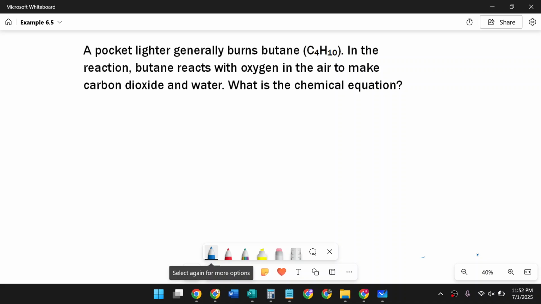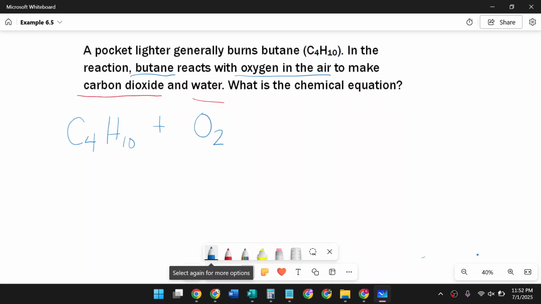This is example 6.5 from Discovering Design with Chemistry. The problem says, a pocket lighter generally burns butane, C4H10. In the reaction, butane reacts with oxygen in the air to make carbon dioxide and water. So I've underlined the different reactants.